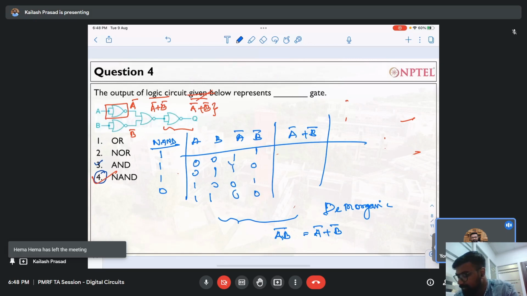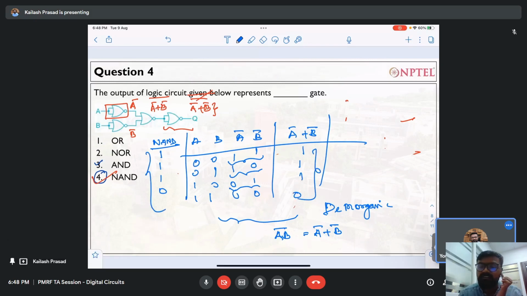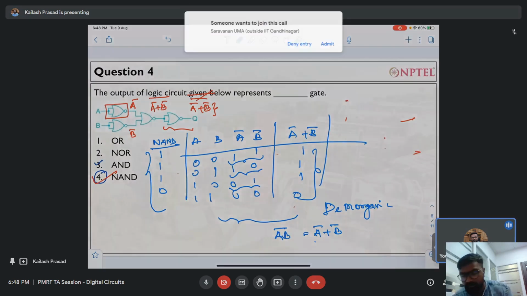And if I will OR it, 1 plus 1 is 1, right? So 1 0 is 1, then 0 1 is 1, and this is 0, right? This is exactly what I have, right? So this is famously called De Morgan's, right? So this is how you can convert AND to OR, okay.